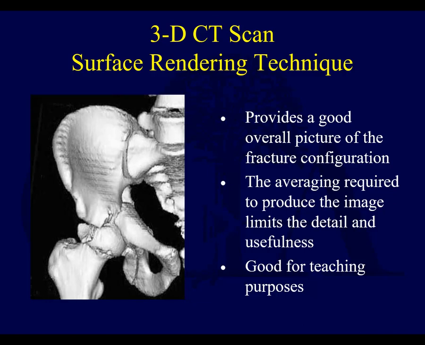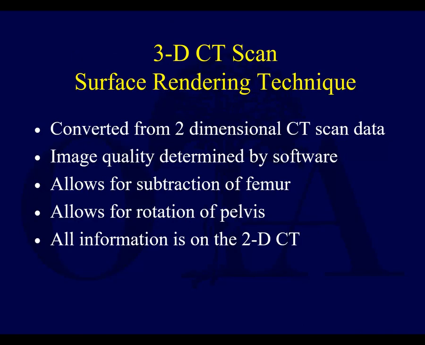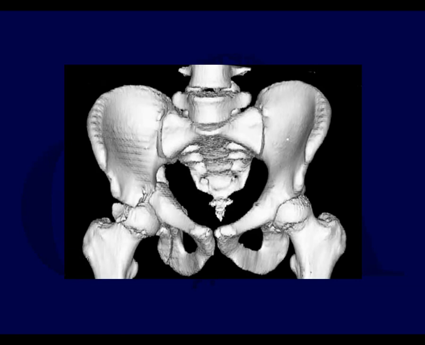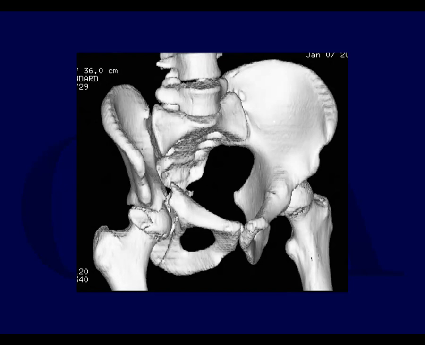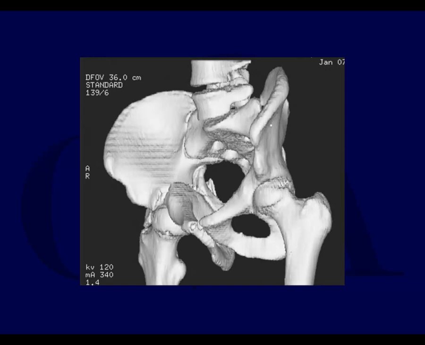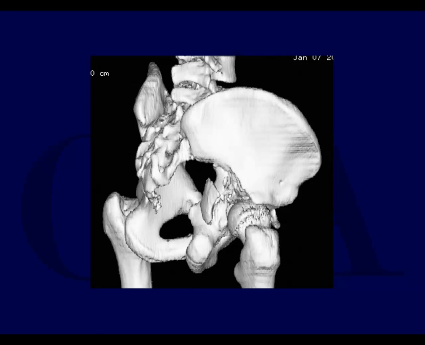What about 3D recons? There are different rendering techniques. There's surface rendering, which has some limit in the amount of detail, but it does allow you to get a nice three-dimensional picture, and I think it can be very helpful for classification. Here's that fracture demonstrated here. You can see it appears possibly to be a T-shaped with posterior wall component. The vertical limb of the T is minimally displaced, but I would say that's what it looks like. Large displaced posterior wall fragment here.